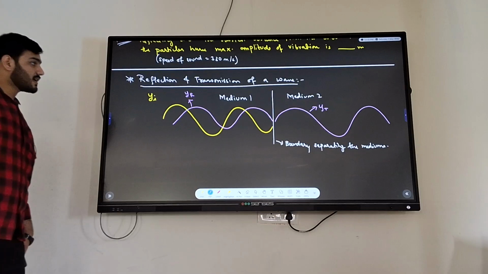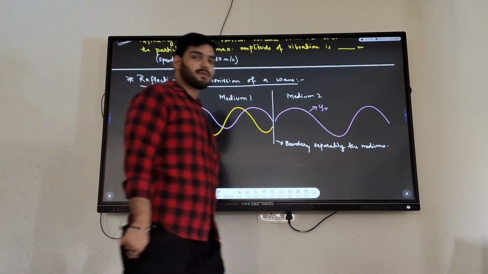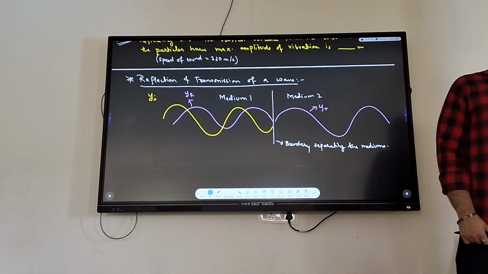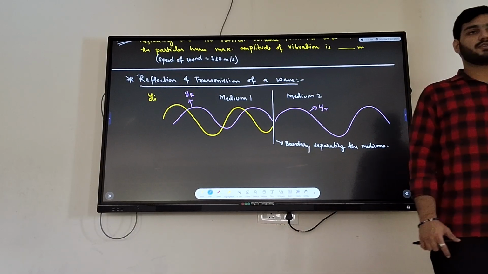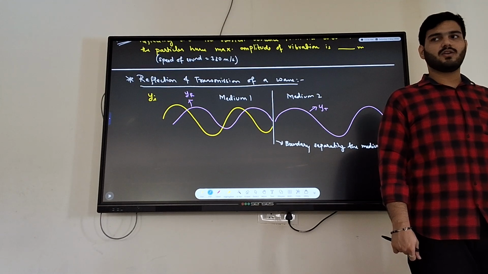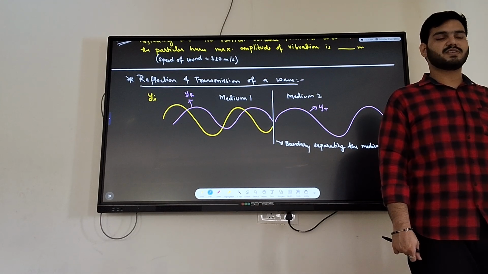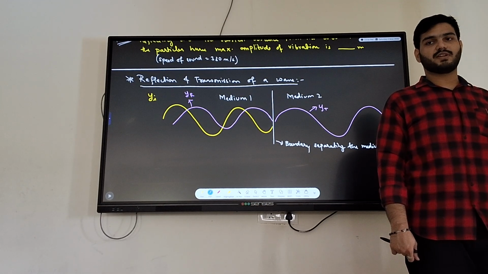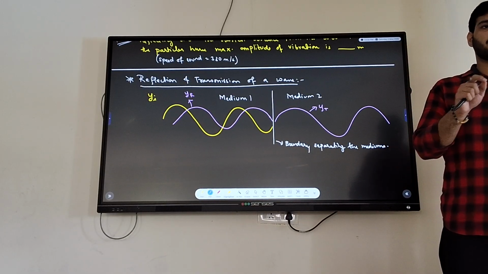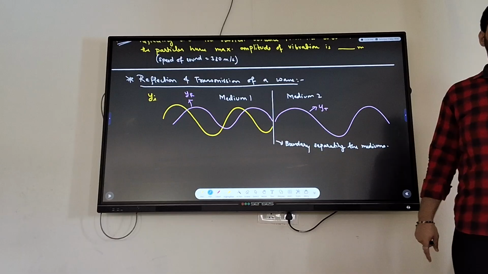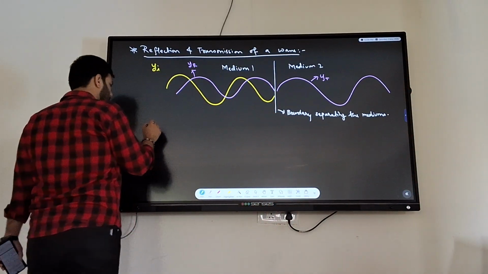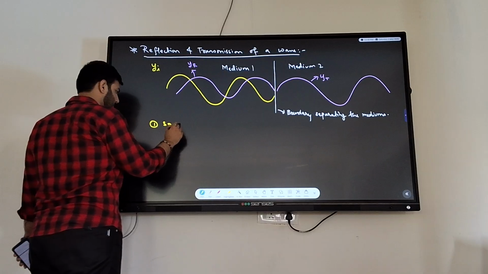But now when it encounters such a boundary, what happens? What are the changes in the features of the wave? And what do you mean by features? Wavelength, speed, omega, these things are the features of the wave. From this you denote a wave. So let me talk about each one of them. Let's try to understand what will happen if you encounter such a boundary. The first will be speed of wave.